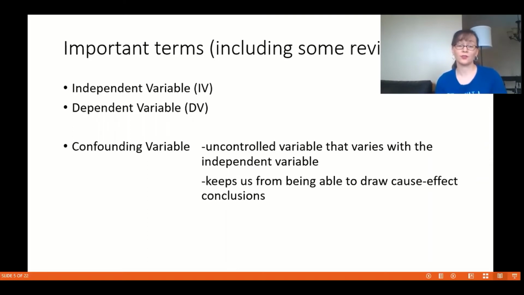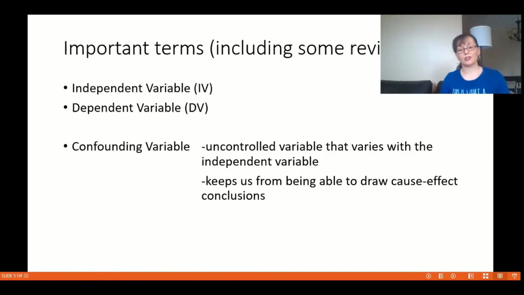And so our confounding variable is really going to be a problem for us, because usually our whole point why we choose an experimental method is because, as we've said in the past, an experimental method is the only method that allows us to draw cause-effect conclusions. And so if we have a confounding variable, that's going to keep us from being able to draw those cause-effect conclusions that we want to draw.